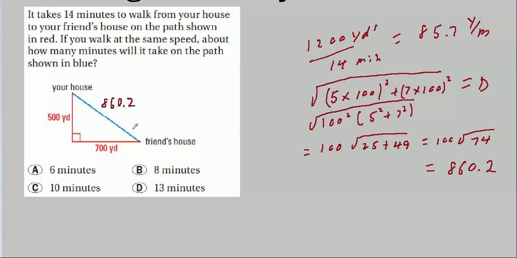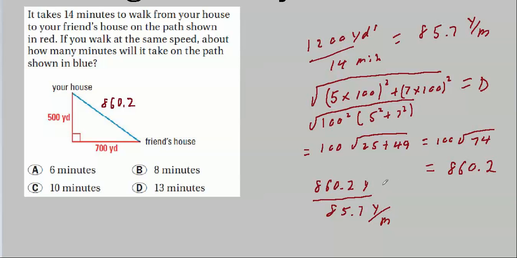Go straight from this house to this house at the same speed, which is 85.7 yards per minute. So we take our 860.2 yards and divide by 85.7 yards per minute. When I'm doing stuff like this, I always stick the units in. That way I can make sure that I've done it right. Because when you do this, the yards cancel. 1 over something in the denominator, you flip it and multiply, so that leaves you minutes up here in the numerator, and your answer is going to be in minutes, which is what we want.